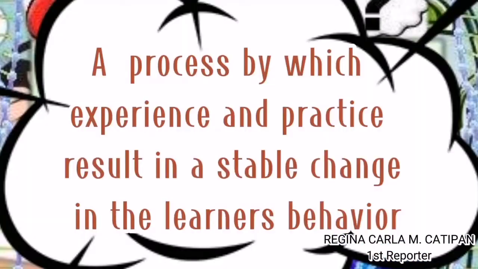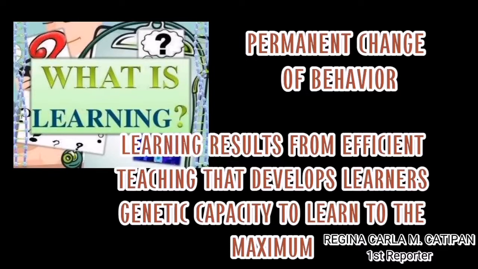So what is learning? It is a process by which experience and practice result in a stable change in the learner's behavior. But this permanent change of behavior is not a result of maturation or growing up through the years. Learning results from the efficient teaching that develops the learner's genetic capacity to learn to the maximum that is conducive to an effective teaching-learning process.